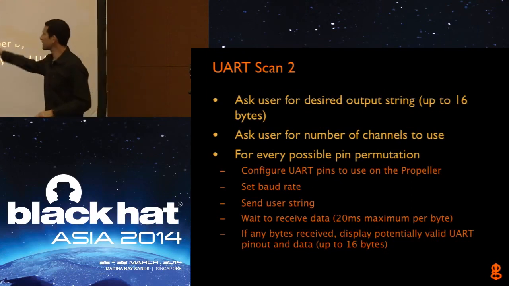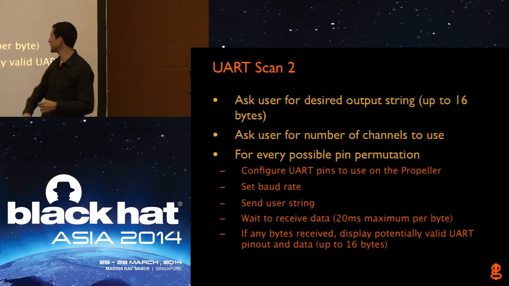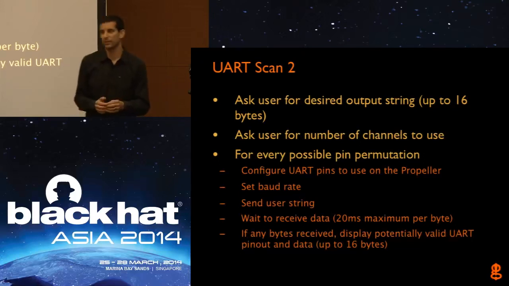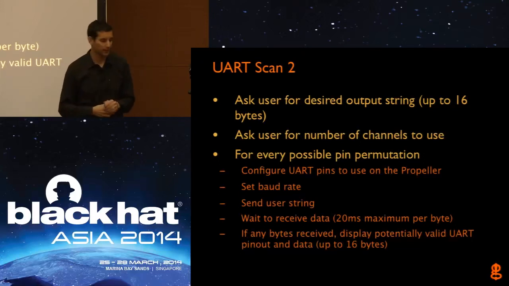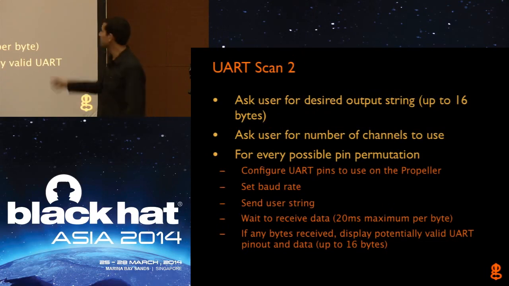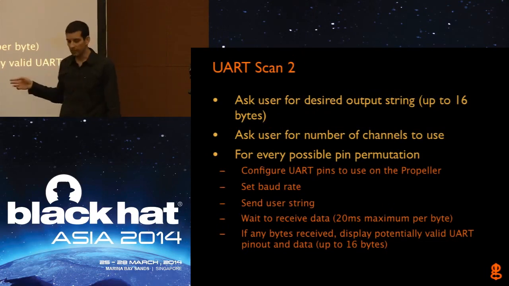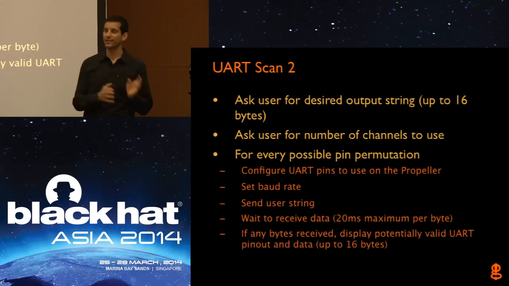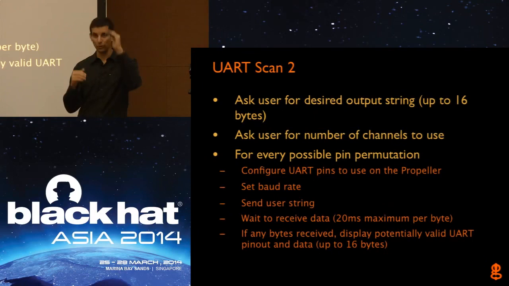Since we're sending a string, we're going to wait up to 20 milliseconds to receive a byte back, which is pretty long in computer time. If you don't get a response back on that pin within 20 milliseconds, we assume that it's not a valid UART. If any bytes are received, we're going to see the first 16 bytes that the target is sending back to us. And again, as you'll see, if it's not the valid baud rate, you might still see data. And then the human, you, will go through and choose the one that seems to be the most valid one, or try those. But at least you have that pinout, and that's the key.